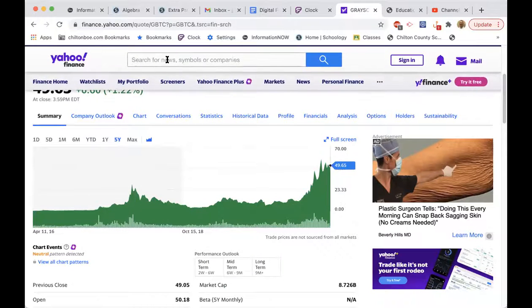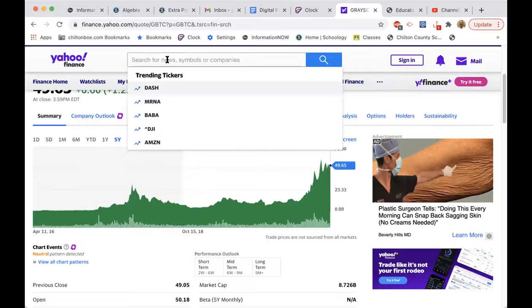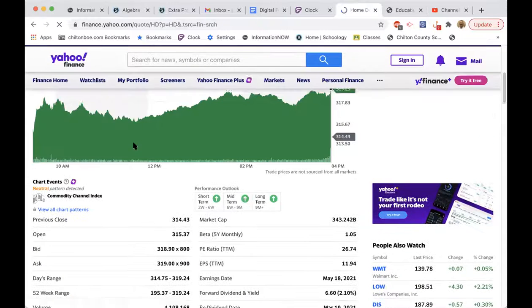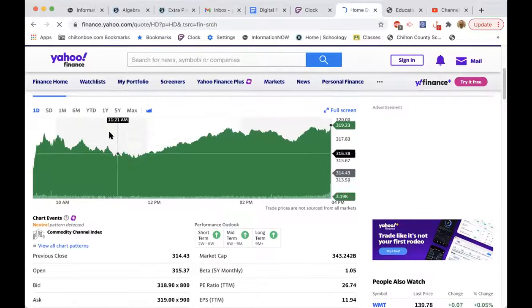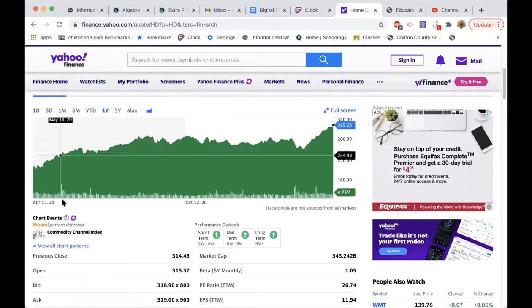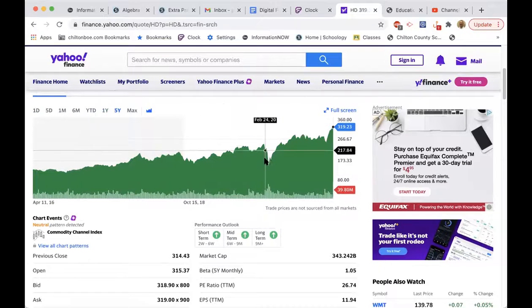Let's look at a great stock like Home Depot. Home Depot, positive slope today. Let me show you a 1 year chart. Positive slope from right here in August to February, it's almost a zero slope, and then a very positive slope here at the end. 5 year chart, you can see right here where the coronavirus hit and it went down, but it's recovered from there.